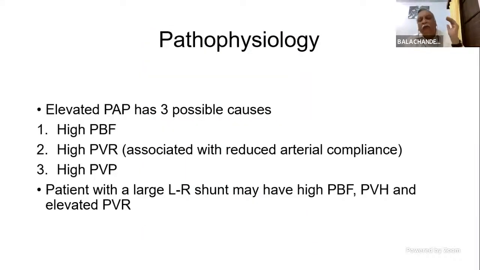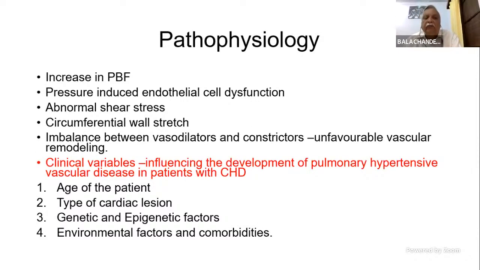So if you have an elevated pulmonary artery pressure, what happens? There are three possible causes: high pulmonary blood flow, high pulmonary vascular resistance with reduced arterial compliance, and high pulmonary venous pressure. So this is the basic pathophysiology of an elevated pulmonary arterial pressure. Next slide. Mean pulmonary arterial pressure: with increase in blood flow, the pressure can cause endothelial cell dysfunction, shear stress and circumferential wall stretch, etc. So the clinical variables have already to some extent been told to you: age, the type of cardiac lesion, genetic and epigenetic factors, environmental factors and comorbidity. So these are the clinical variables. Next slide.